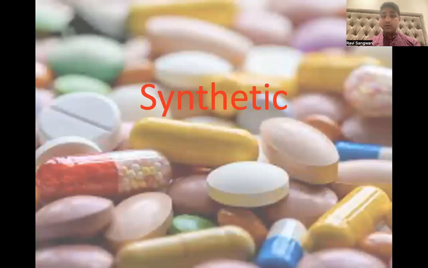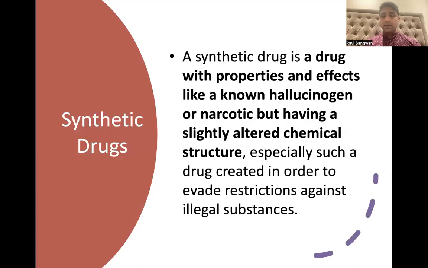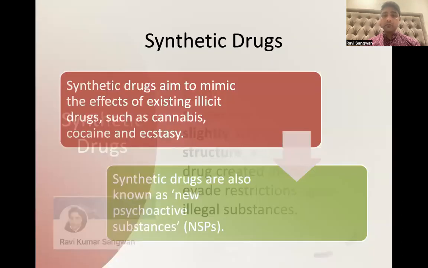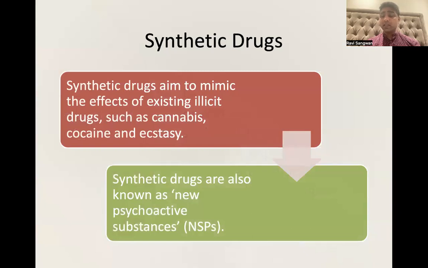Now let's talk about synthetic drugs. A synthetic drug is a drug with properties and effects that cause hallucinogenic or narcotic effects, but with a slightly altered chemical structure. These drugs are created in order to evade restrictions against illegal substances. Synthetic drugs aim to mimic the effects of illicit drugs such as cannabis, cocaine, or ecstasy. Synthetic drugs are also known as psychoactive substances.